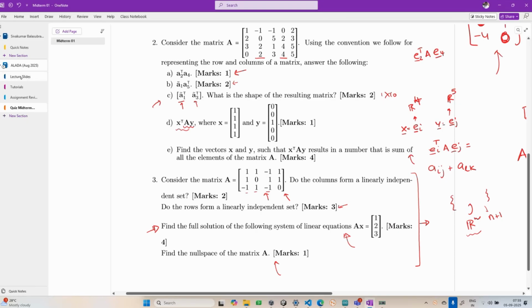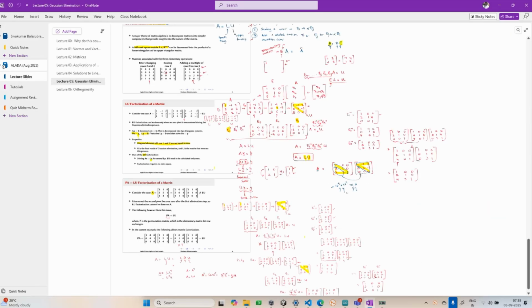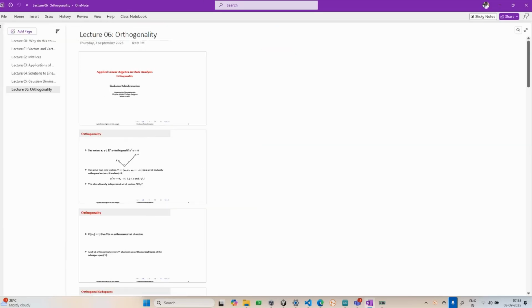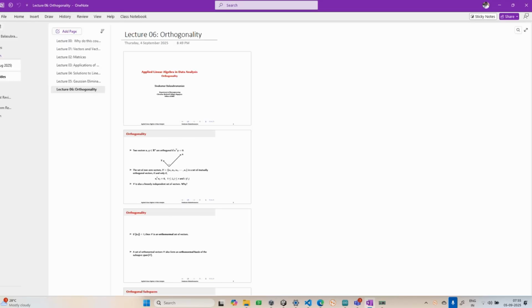Now we move to essentially maybe the second part of linear algebra. We're done with the x equals b. Now we're going to look at other aspects.